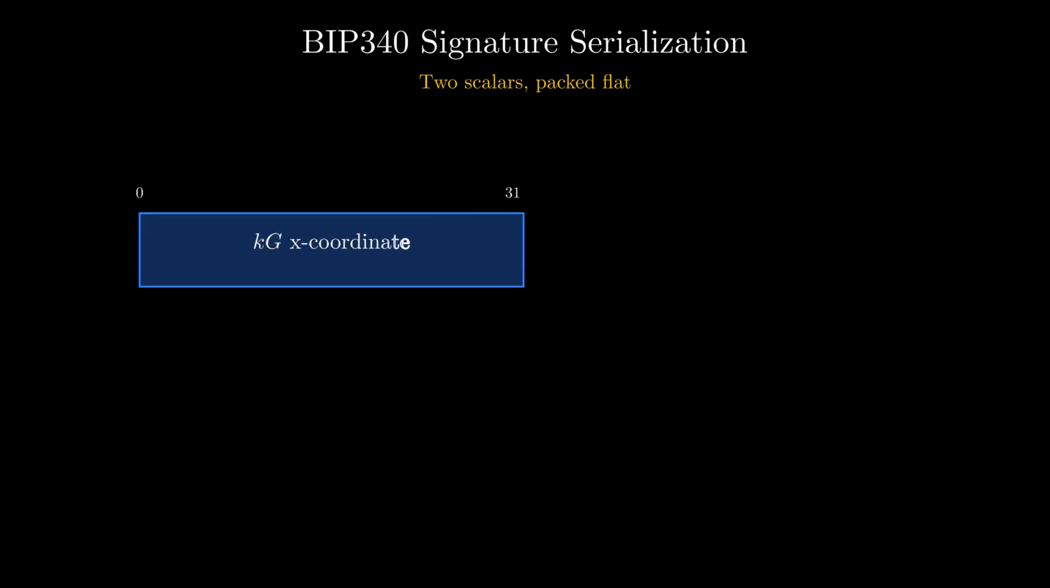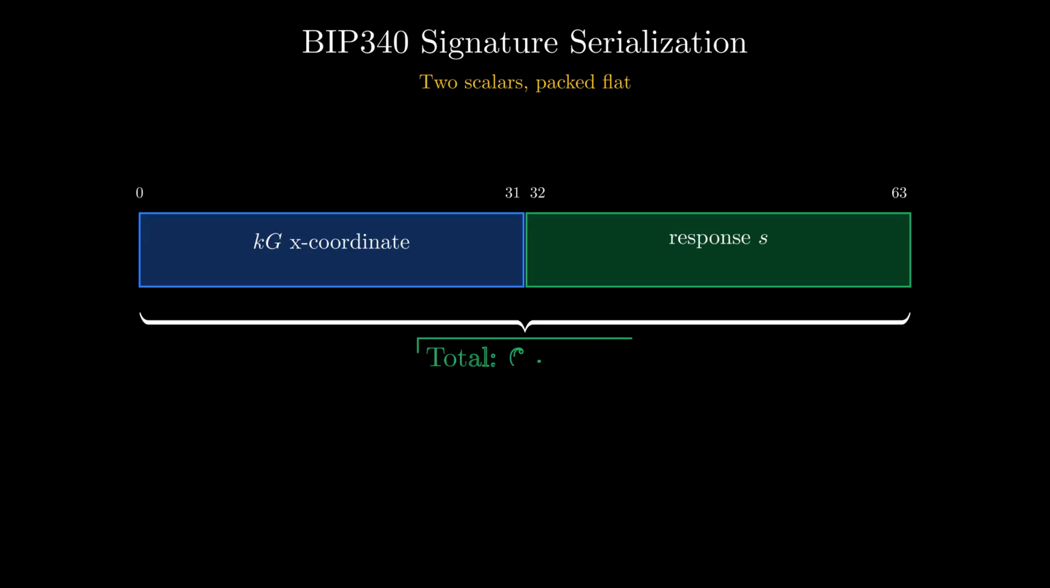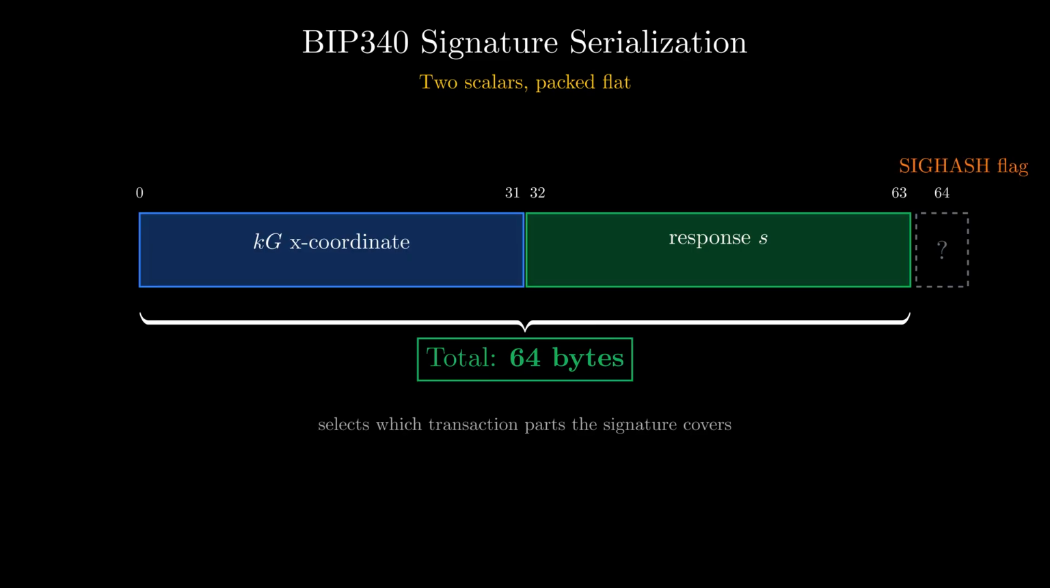The signature is 2 scalars worth of data. Bytes 0 through 31 hold the x-coordinate of KG, 32 bytes, with the y-coordinate implicit because BIP340 fixes it to be even. Bytes 32 through 63 hold the response S, another 32 bytes. Total, exactly 64 bytes. One optional byte, 65 total, only if a non-default sighash flag is used. That's the field telling Bitcoin which parts of the transaction this signature covers.